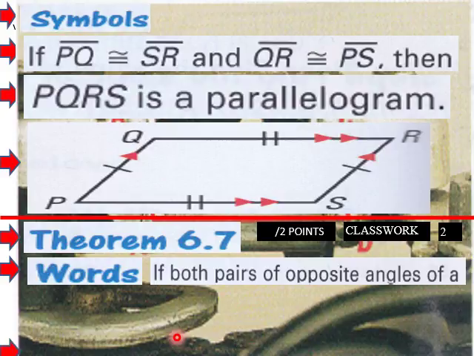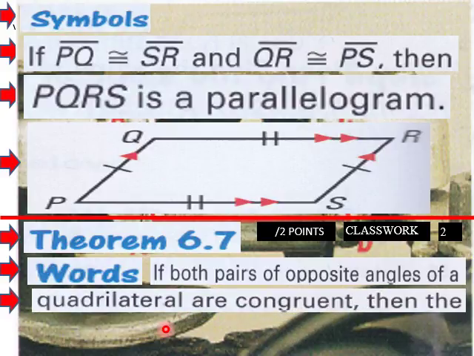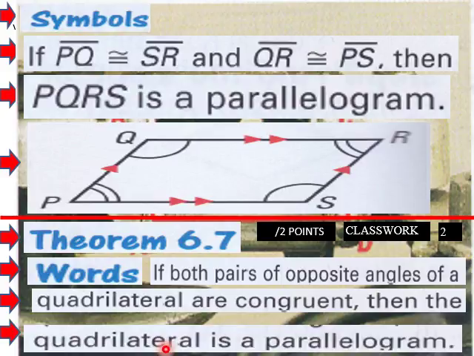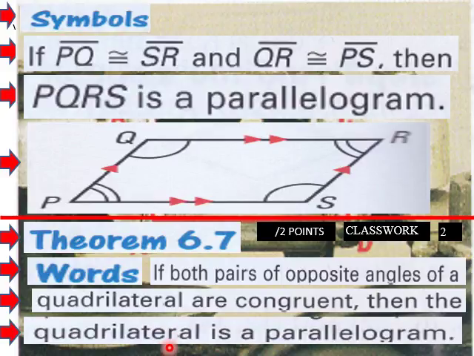Theorem 6.7, words. If both pairs of opposite angles of a quadrilateral are congruent, then, so we got, if these angles here are congruent, opposite angles here, then the quadrilateral is a parallelogram. That'd be another way of proving that a quadrilateral is a parallelogram if both pairs of opposite angles are congruent.